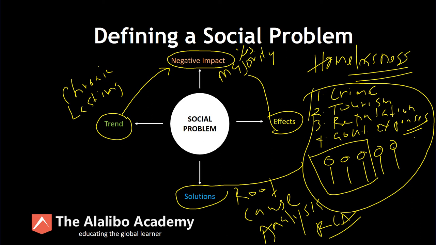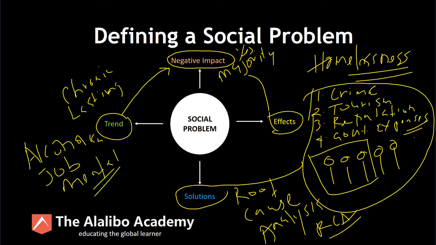By conducting a root cause analysis and identifying the root causes of this social problem, whether it's alcoholism, for example, or loss of jobs, for example, or mental challenges, for example, or any other issue that may be causing this social problem. Once we understand the root causes of the social problem, then we can begin to offer solutions to the problem. We'll begin to understand the problem in a very, very deep way and offer solutions to the problem.